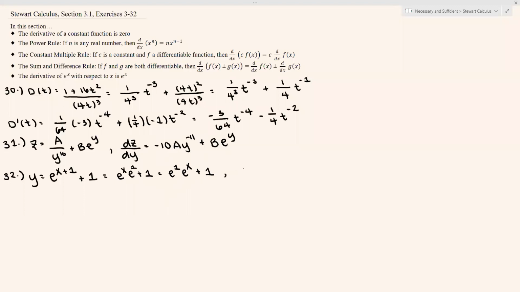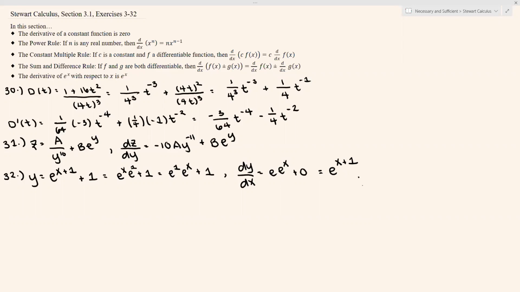So when we take the derivative, we have dy dx. We have e times e to the x. The derivative is just e times e to the x. And derivative of 1 is 0, so plus 0. And we can simplify this as e to the x plus 1.